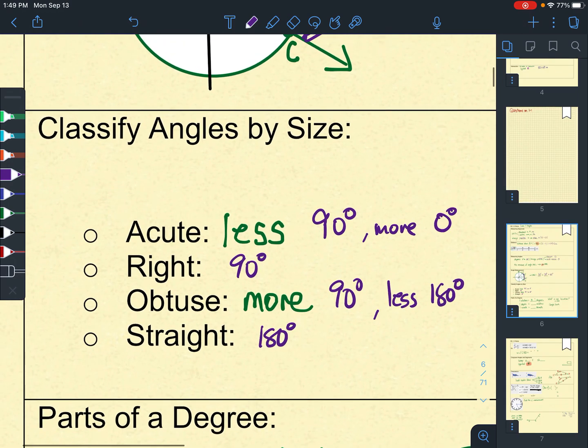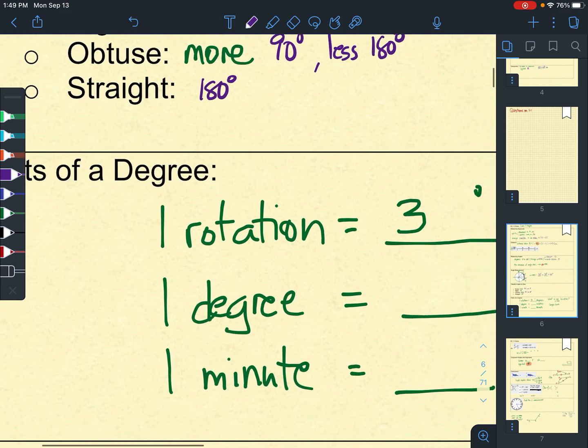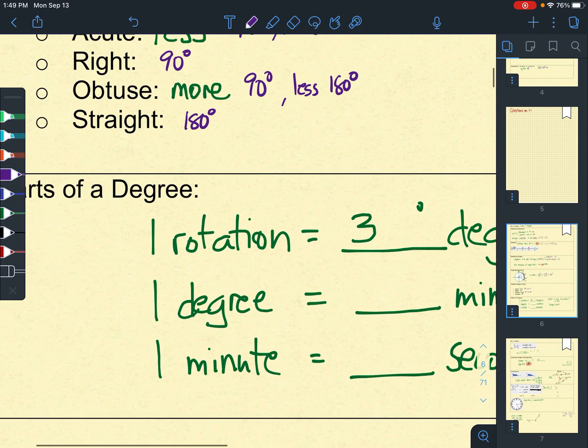This next thing is going to be completely new to you, and it might even give you a few gray hairs. What is the part of a degree? Okay, well, one rotation around a circle is 360 degrees.